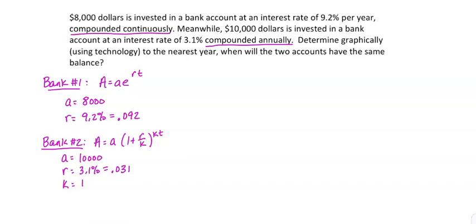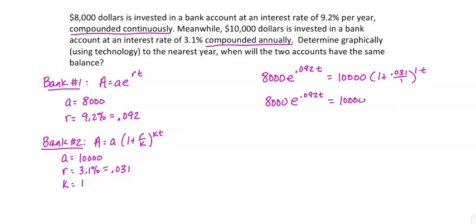So plugging into each one of our formulas, we want to be able to solve when is 8,000 times e to the power of 0.092t equal to 10,000 times (1 + 0.031/1) to the power of 1 times t. That right-hand side, just to make things easier, we could simplify a little bit. So it's really 8,000 e to the 0.092t, and this side is 10,000 times 1.031 to the power of t.